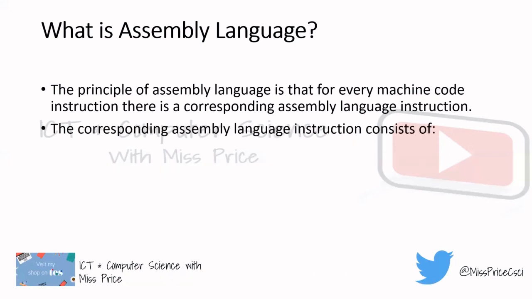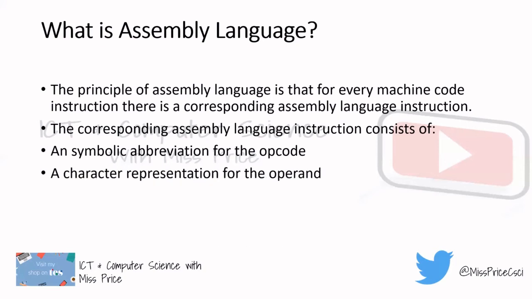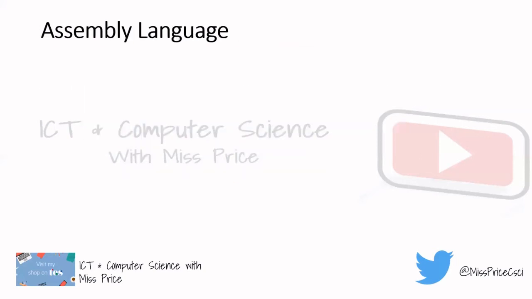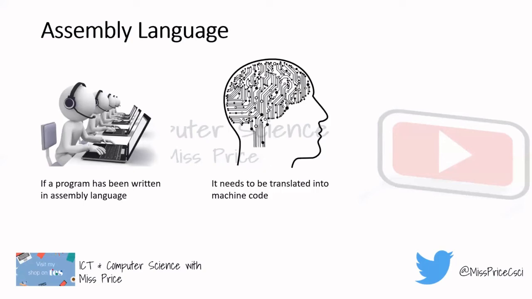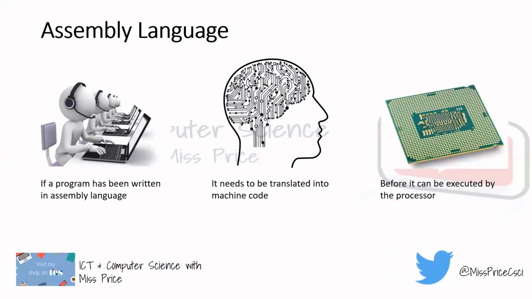The corresponding assembly language consists of symbolic abbreviations for the opcode, and you have seen forms of assembly language in the previous lesson, and a character representation of the operand. So when a program has been written in assembly language, it then is translated into machine code, which is your 1s and 0s, before it can be executed by the processor. Because if you remember from last lesson, the abbreviations will not be understood. So it needs to be translated into machine code, which is effectively loads of 1s and 0s, before it can go into the processor.